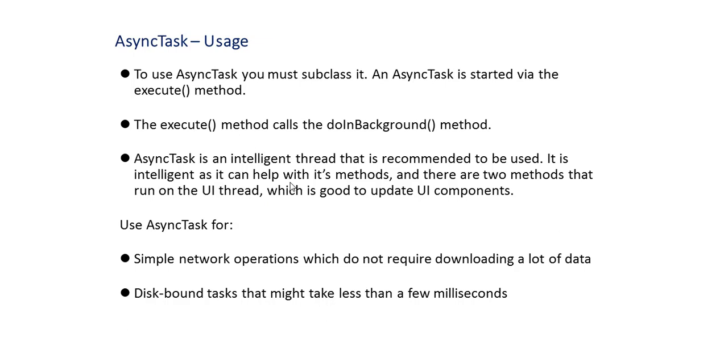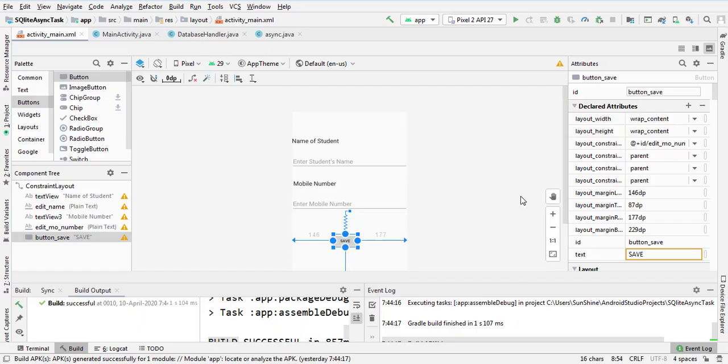So AsyncTask is best suited for network operations or disk-bound tasks, or suppose there is some progress-intensive task where you have to put in more resources and which will take certain time to give the response. In that case also you can go with AsyncTask. Later, we will start the second part of this tutorial, in which we will see SQLite, and how to implement AsyncTask with SQLite. Okay, so let's get started with understanding this application.